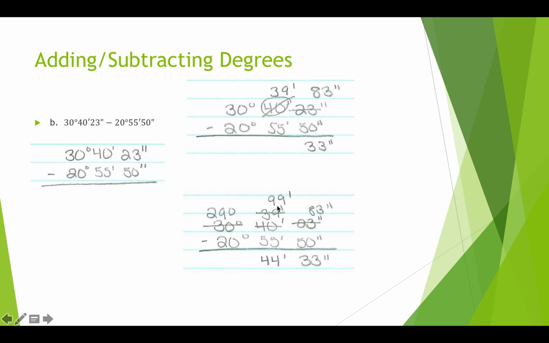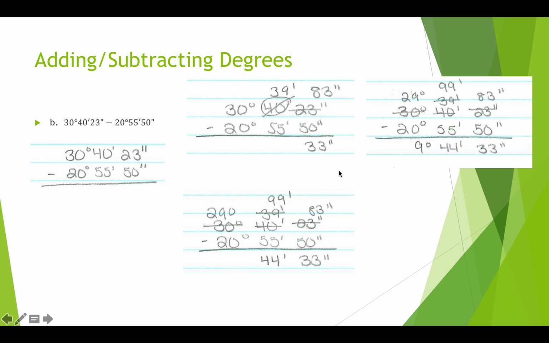And now, in my last place, I'm going to have 29 minus 20 to give me 9 degrees. I shouldn't have to worry about regrouping or borrowing in my degrees place. So I get my final answer of 9 degrees, 44 minutes, and 33 seconds.